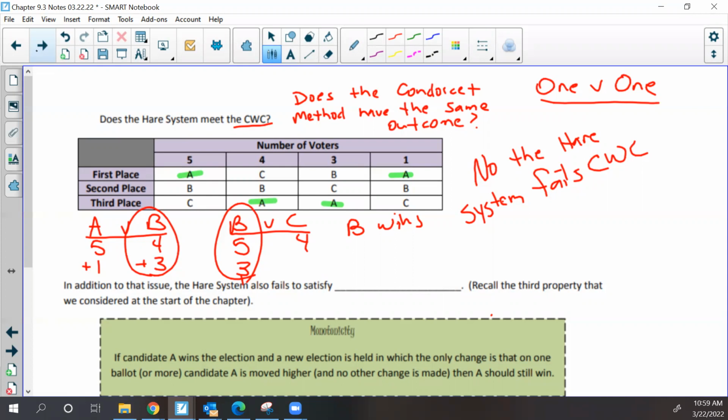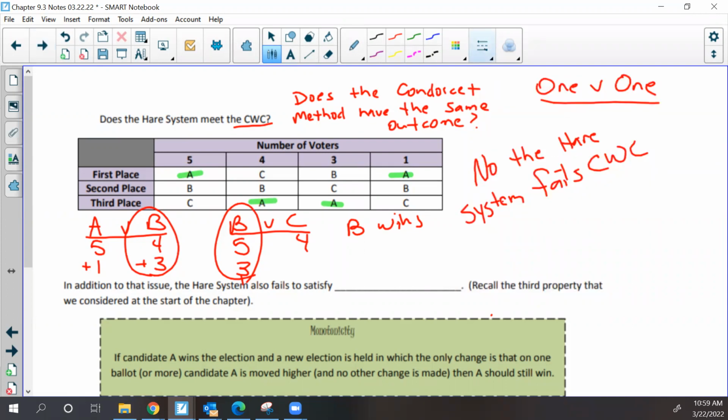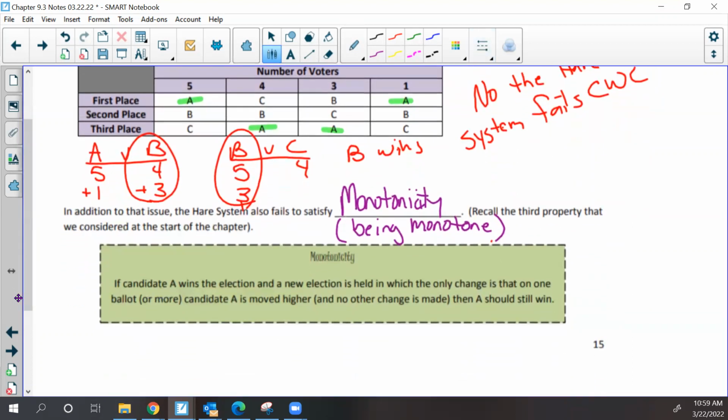So in addition to the fact that it fails the CWC, we have another problem with it. The Hare system also fails to satisfy monotonicity. Remember, being monotone, if you change the vote of a losing candidate, it shouldn't change the outcome of the election. So if candidate A wins the election and a new election is held in which the only change is that one or more ballots have candidate A moved higher and no other change is made, then candidate A should still win. That doesn't happen. That's the problem with monotonicity.